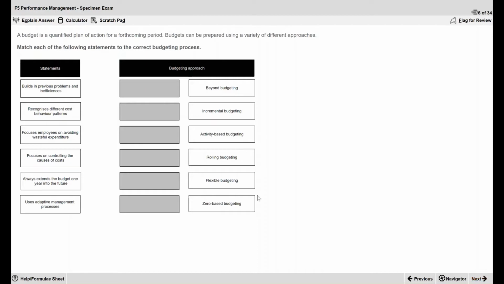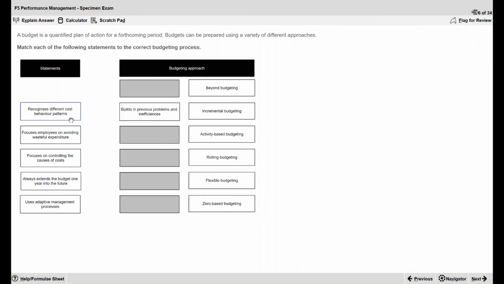Okay, we have drop down: beyond budgeting, incremental budgeting, activity-based budgeting, rolling budget, flexible budget, zero-based budget. Builds in previous problems and efficiency. Remember, this is related to incremental budgeting. I will bring the things, and then if I change my mind, I can adjust it. So remember, incremental budgeting. It brings previous deficiencies as well.